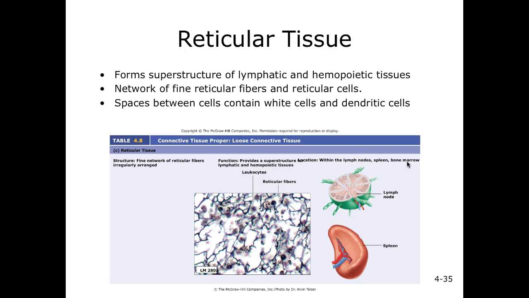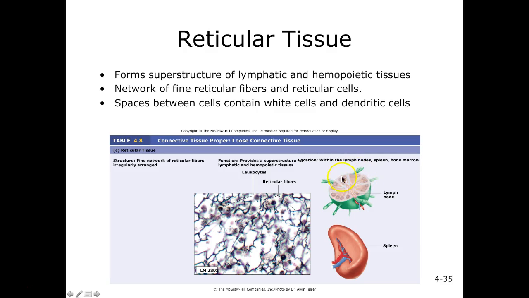Now let's talk about our reticular tissue. So reticular tissue we're really going to find in areas where we have lymphatic tissue and our hemopoietic tissues. So we'll see that network of branching within our reticular fibers, and we also have our reticular cells as well as some white blood cells amongst this type of tissue. The spaces between these cells are going to also contain dendritic cells, which are antigen presenting cells, and we'll get more into that in our immune system lectures.